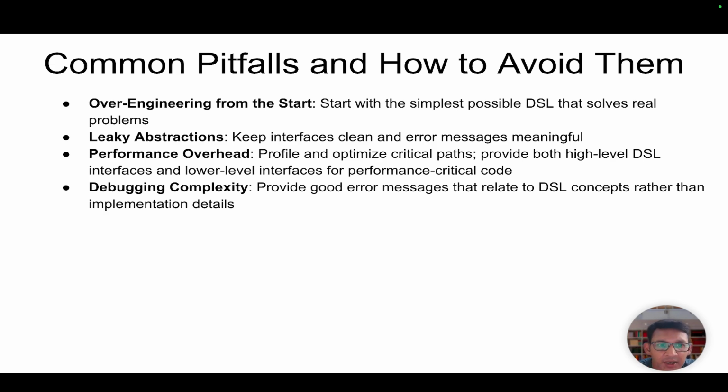Consider adding tracing capabilities that can show the logical flow of execution in DSL terms. For example, instead of showing a stack trace through internal wrapper classes, show a trace like: pipeline failed at step 3, which might be an email filter, because of an invalid email format at record 42.